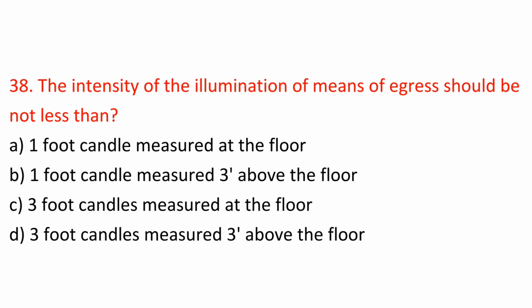Question 38. The intensity of the illumination of means of egress should be not less than A. 1 foot candle measured at the floor. B. 1 foot candle measured 3 feet above the floor. C. 3 foot candles measured at the floor. D. 3 foot candles measured 3 feet above the floor. Answer. A. 1 foot candle measured at the floor.